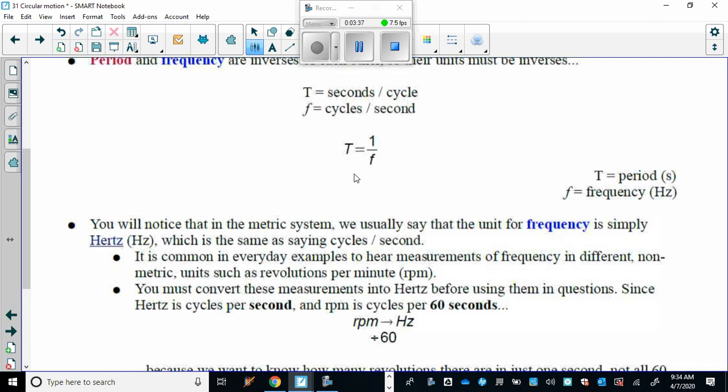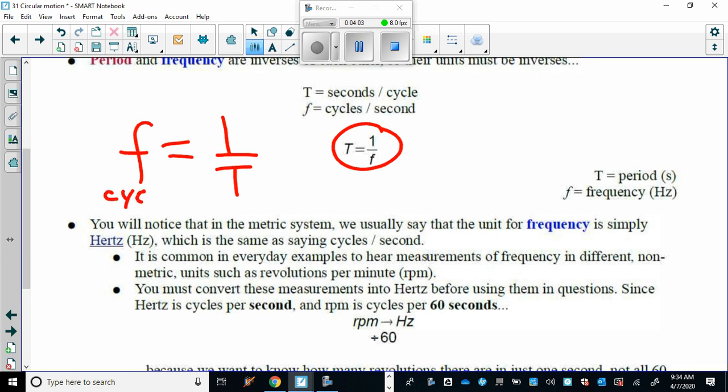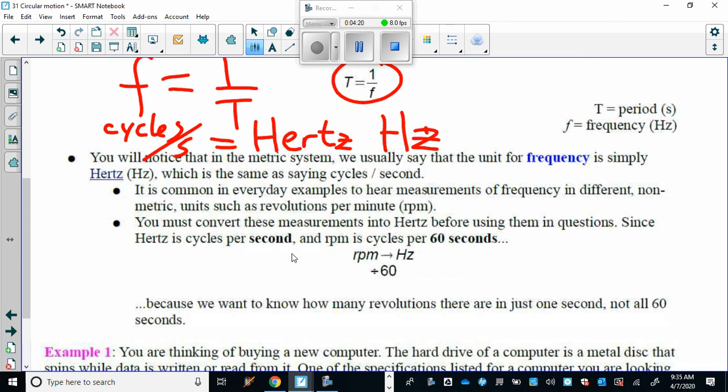And here's the formula on your formula sheet. Period equals 1 over frequency. And therefore, frequency equals 1 over the period. So you can rearrange this formula to be frequency equals 1 over the period. And as we said, frequency is measured in cycles per second, which we commonly call hertz, or Hz. So when something is measured in hertz, that's its frequency. Something that goes around 60 times in a second has a frequency of 60 hertz.